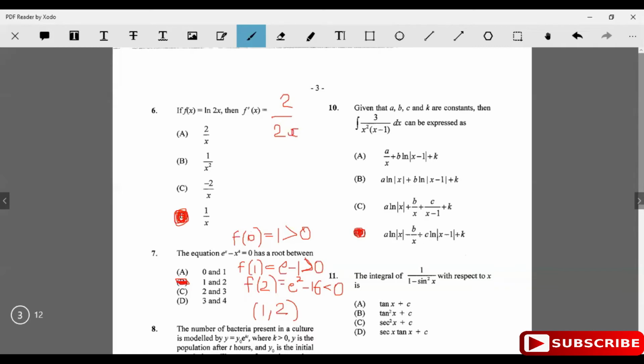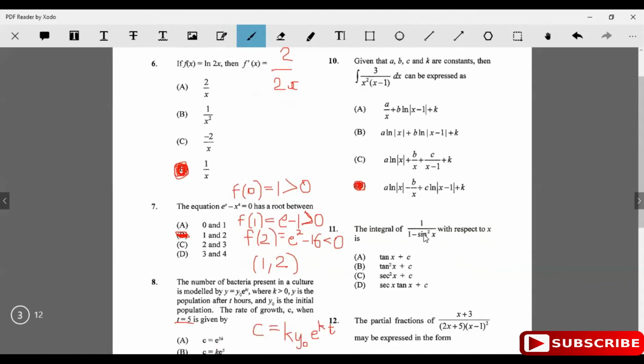That's clear? Okay. So only when we differentiate ln x do we get 1 over x.